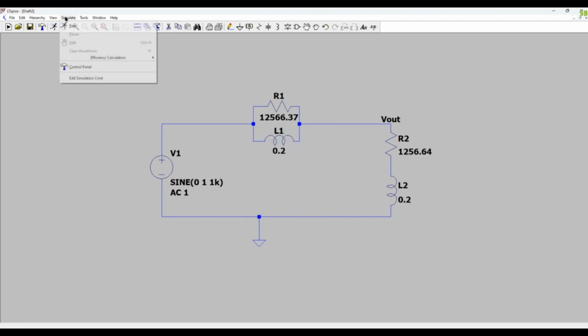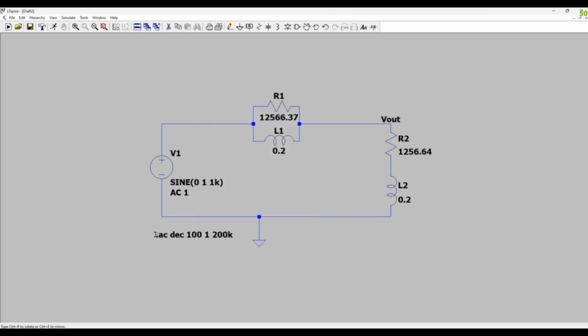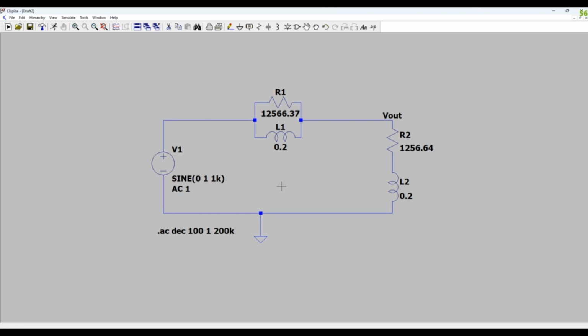And then we click simulate, edit simulation. We need to click at the AC analysis. Type of sweep, we use decade. Number of points per decade, we use 100. Start frequency at 1 and stop at 200 kilo. After that, we run it.